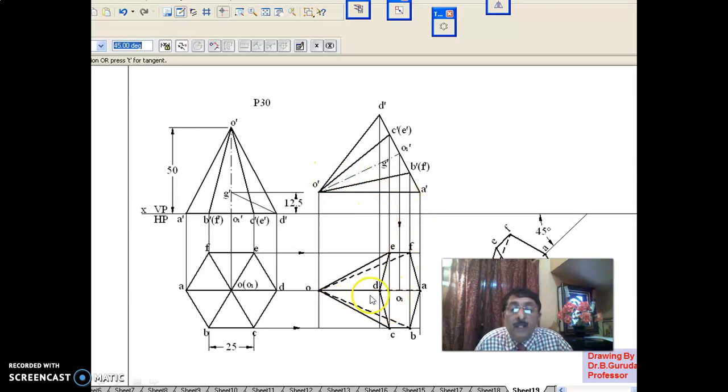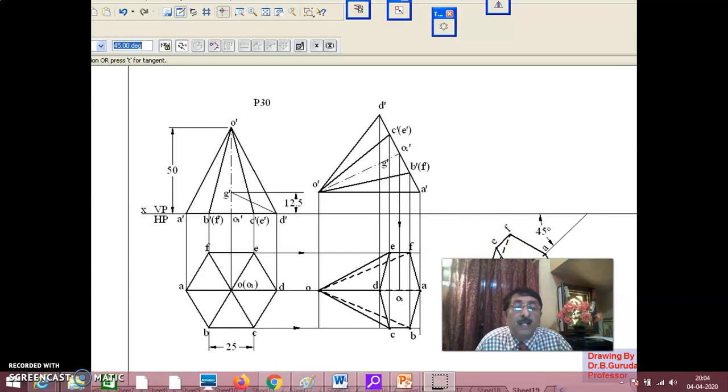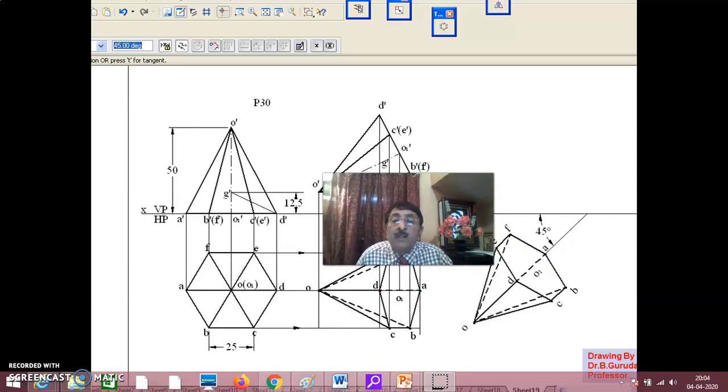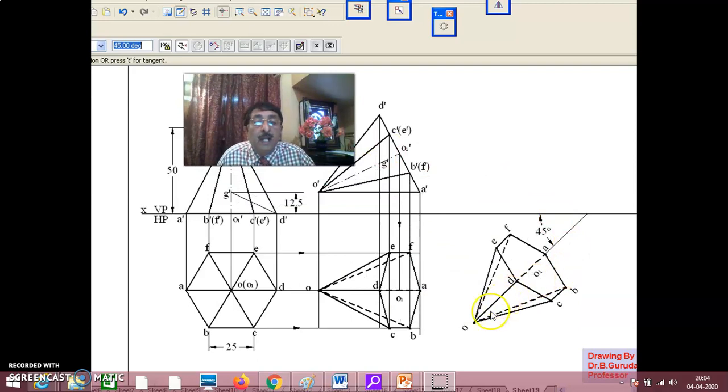That is why we move, copy and rotate in such a way that the top view of the axis O1 is inclined at 45 degrees to VP. You could have rotated the other way also, anything you take, but in this problem it is clearly given that the apex should be nearer to the observer. That is why I rotated this way. O1, that is, this top view of the axis, is inclined at 45 degrees to VP.